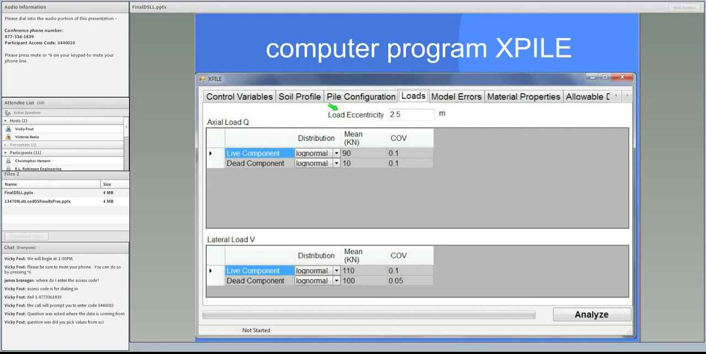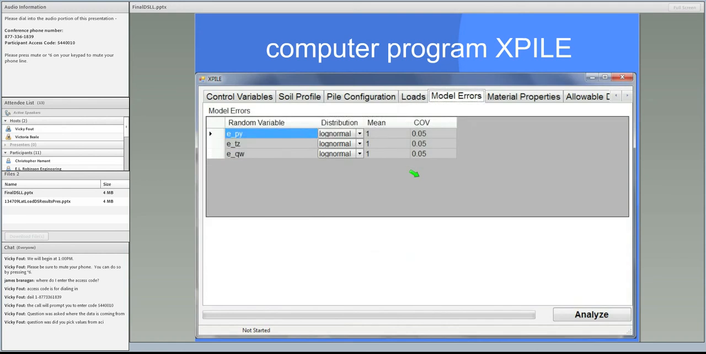Once the calculation is completed, it takes 26 seconds, and a report will be generated. And that's the program we developed for the design of pile under axial loading and lateral load.